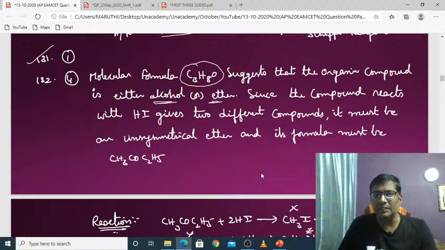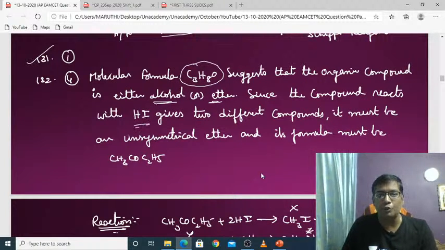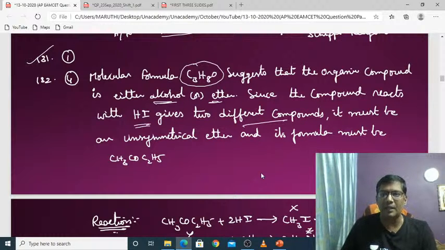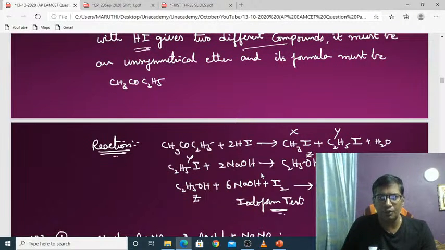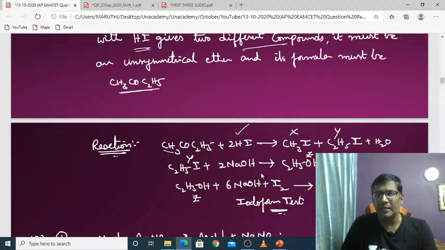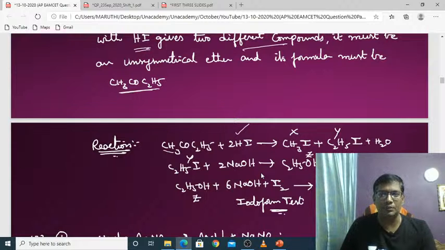But see, in the question, the compound reacts with 2 moles of HI and gives two different compounds. Just take the example, it is X. It may be ethoxymethane. Why? Because ethoxymethane, when it reacts with HI, will form two different types of compounds: methyl iodide and ethyl iodide.